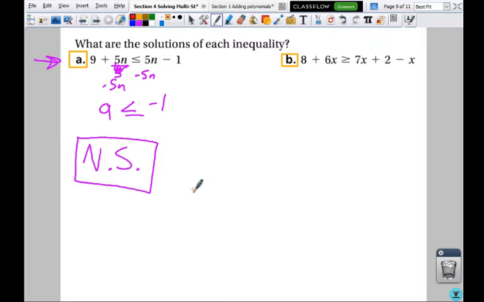You done, Jared? We're doing part B. You're good. You just need to write your final. Sure, we can. Is that all real numbers? No solution. Is 9 less than negative 1?